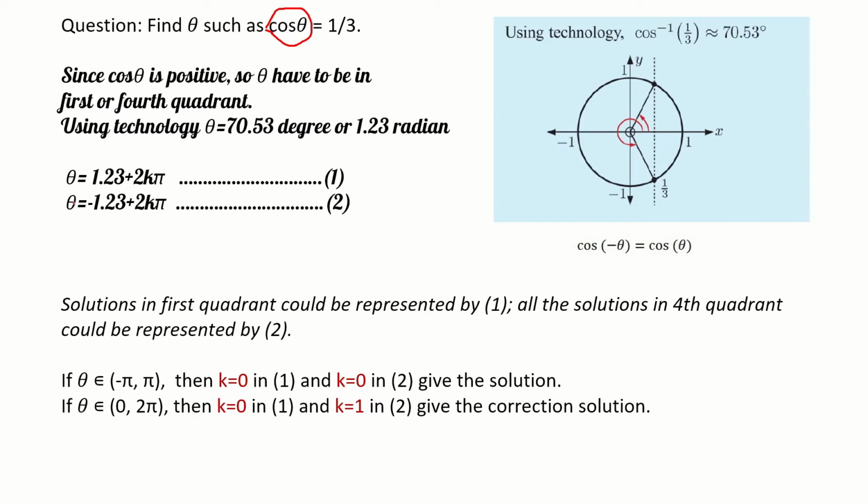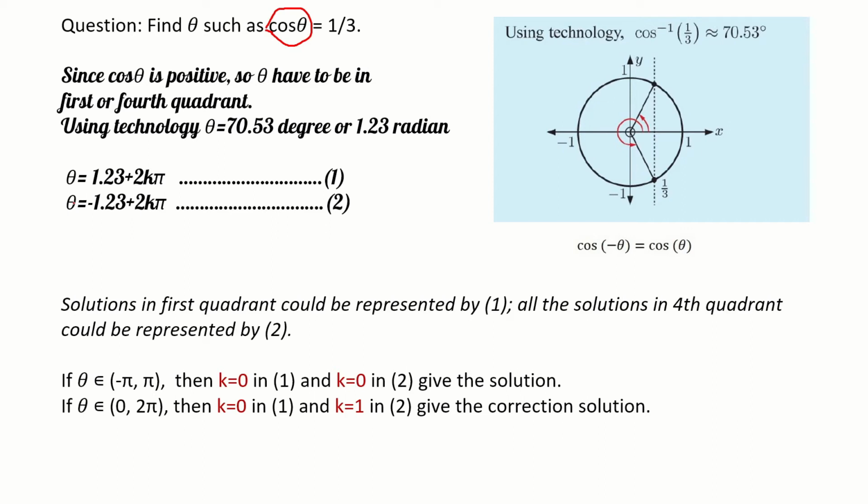And once again, you have 2 groups of answers that are technically infinite. Of course, you will have a restriction. Like I said last time, everything goes the same way as last time. In this case, theta would either be equal to 1.23 plus 2k pi or -1.23 plus 2k pi.